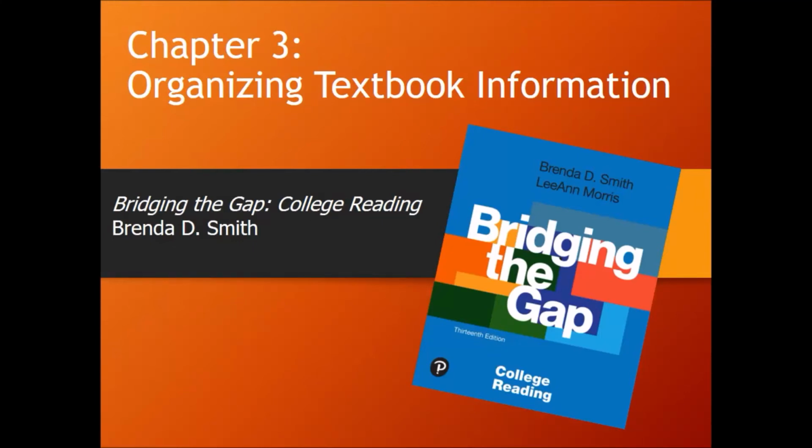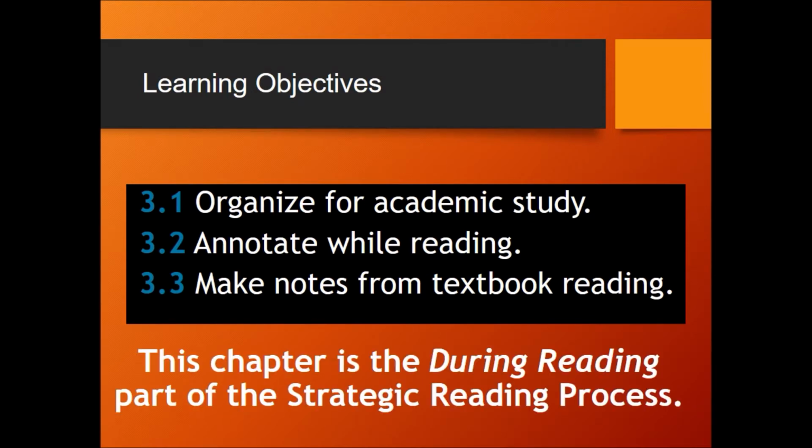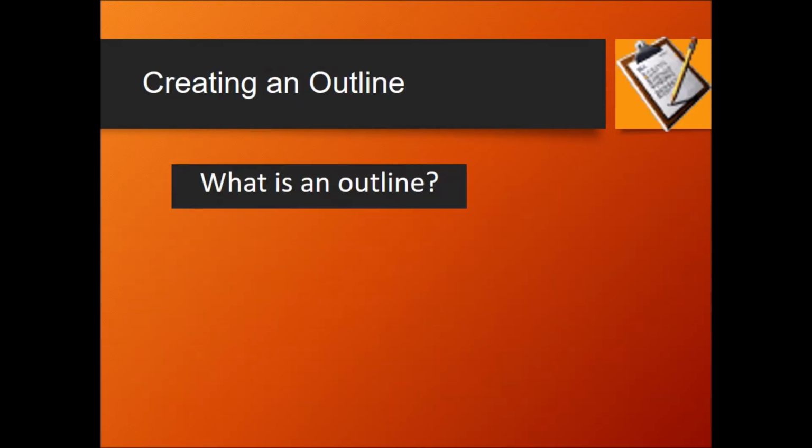Hello, and welcome back to Chapter 3, Organizing Textbook Information from our textbook, Bridging the Gap. This chapter has 3 learning objectives. We've already taken a look at the first 2, and now we're going to take a look at the third objective, making notes from textbook reading. Specifically, we're going to be talking about how to create an outline.